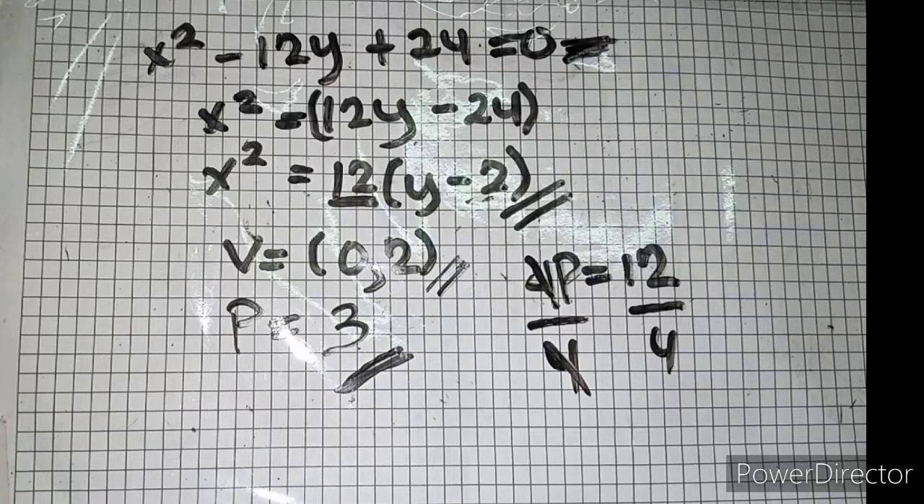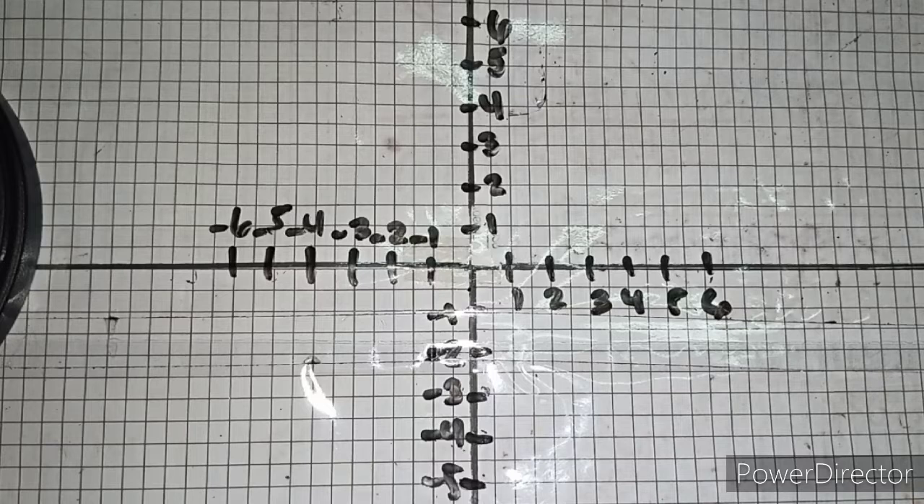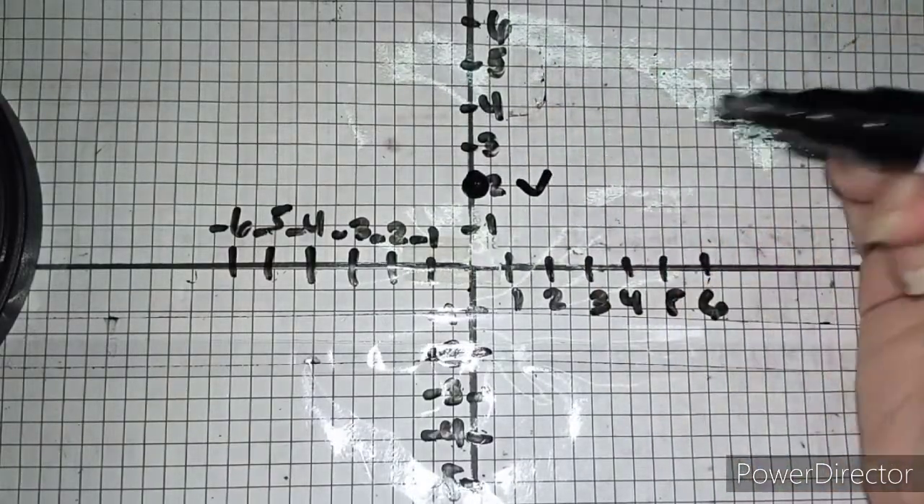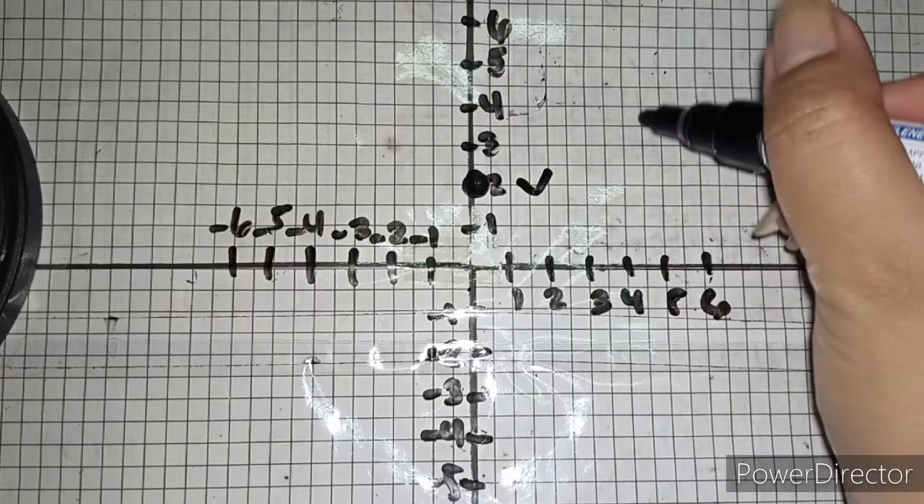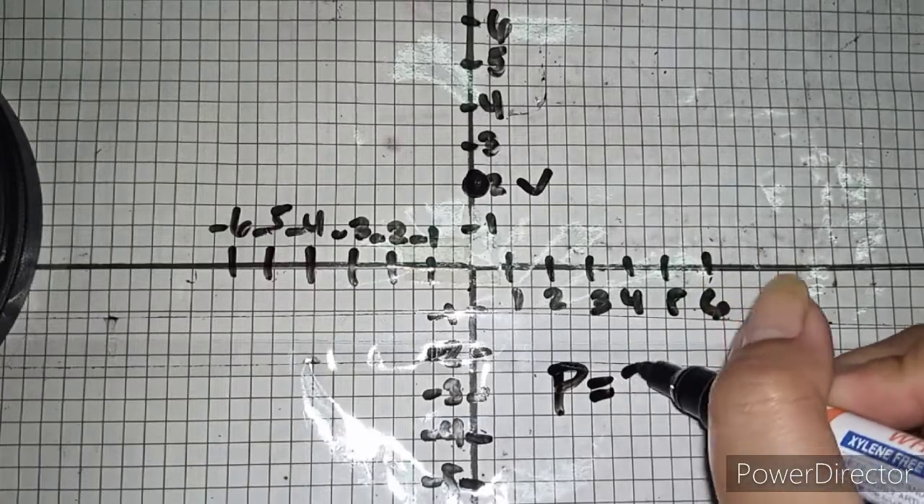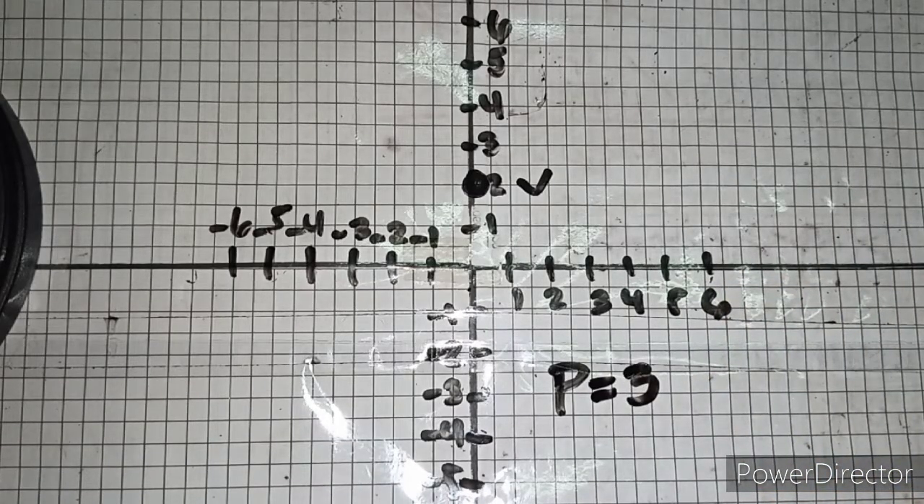So, let's move on to the graph. This is our Cartesian plane. First, let's plot our vertex. Our vertex from earlier is (0, positive 2). So, our vertex is here. Next, the value of our P. Let's write it here. The value of our P is positive 3.